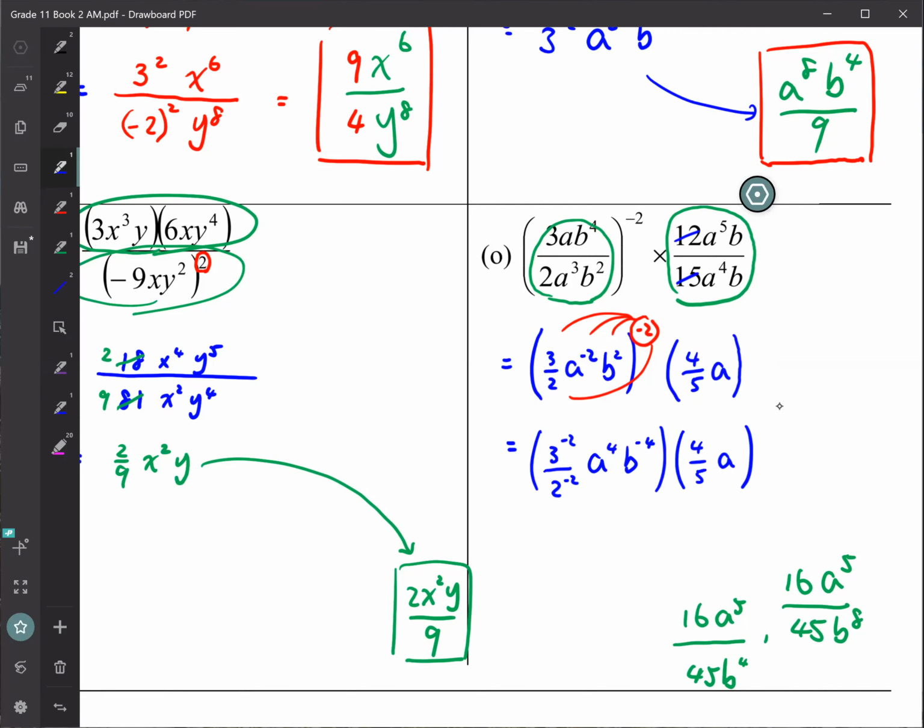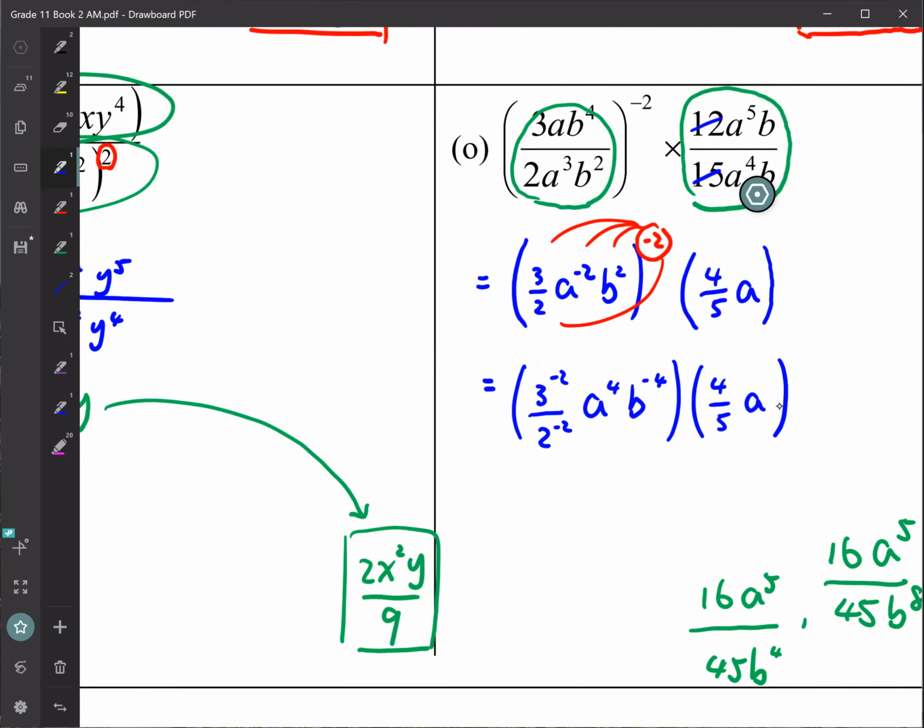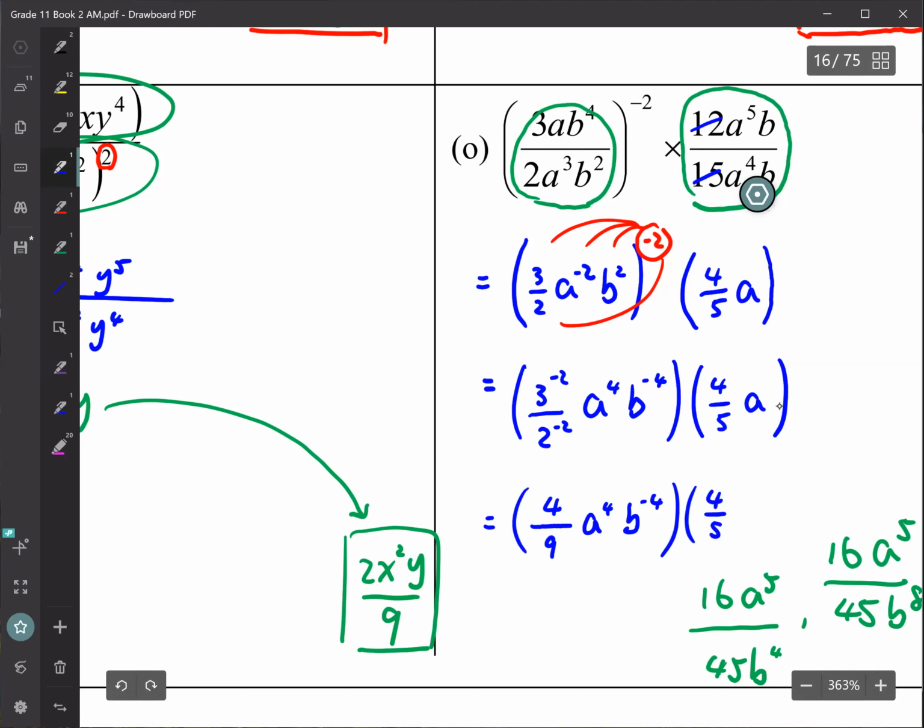Okay, so now we can start to move the negative exponents. For the 3 to the negative 2, it is going to move down. So that will be 9 at the bottom. And then the 2 will go up, so make it 4, a to the 4, b to the negative 4. I'm just doing this very slowly to make sure you can follow how we get to each step.